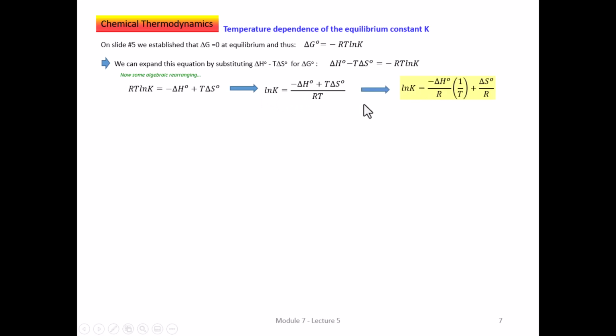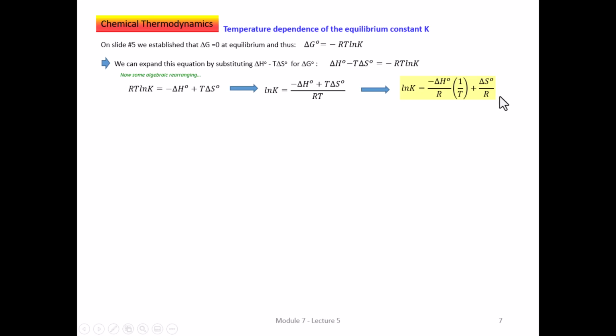And then I'm going to isolate the 1 over T term here. So this expression in yellow is equivalent to this expression that we just left here. So we have the natural log of the equilibrium constant equals minus delta H over R times 1 over T plus delta S over R. Now this equation looks strangely like the equation of a straight line.